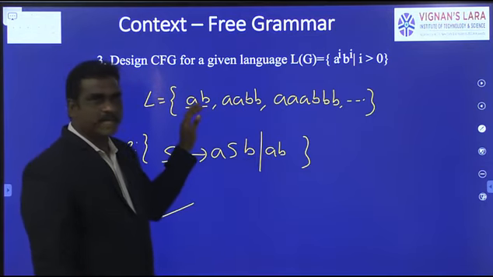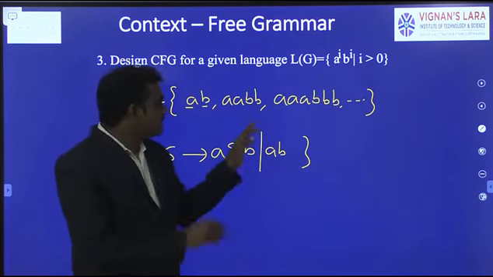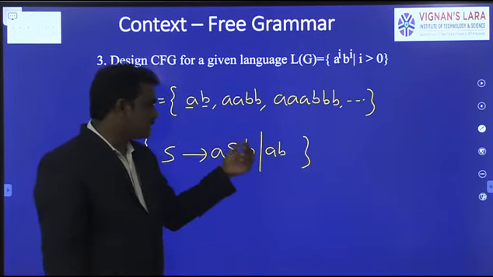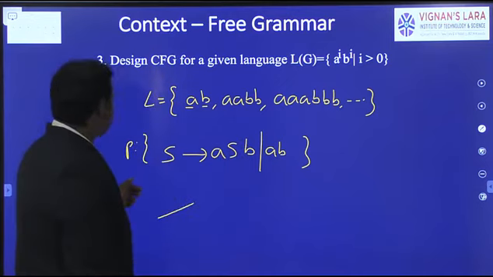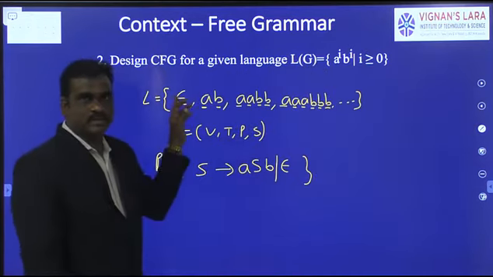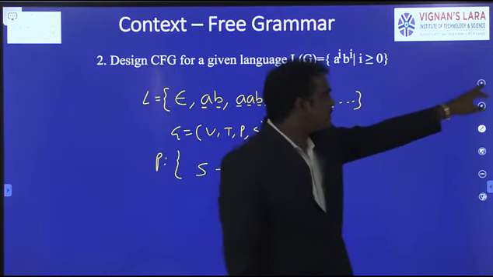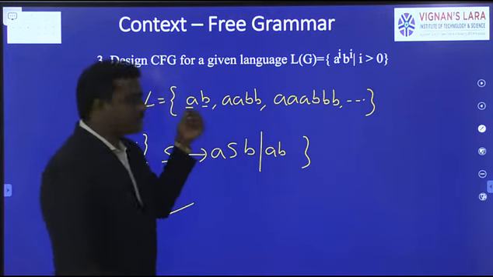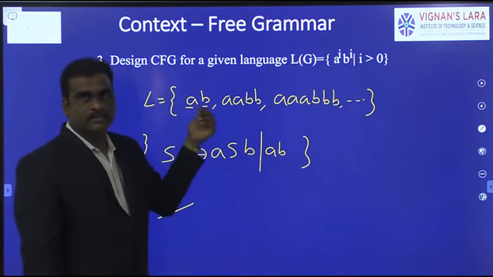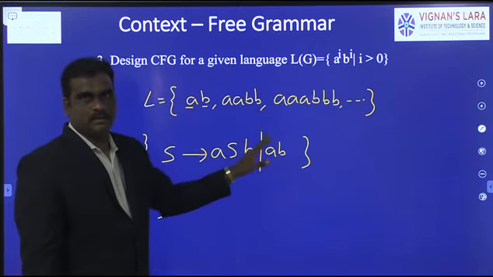Here the minimum string is AB, so put the AB separately. If it is repeating, then we can use this statement. Whereas in the previous example, the minimum string is epsilon, so we put epsilon. But in this example, there is no epsilon in the language, so we do not write the symbol epsilon.